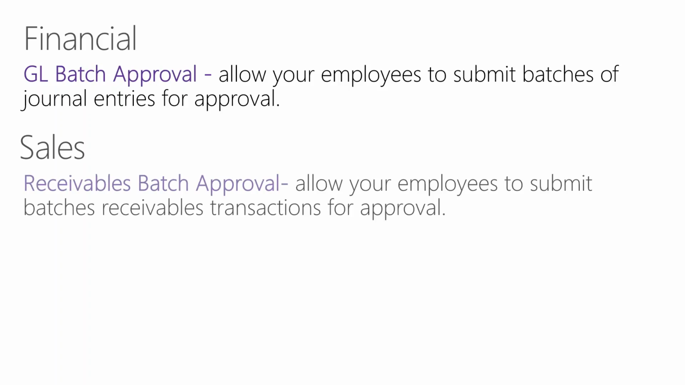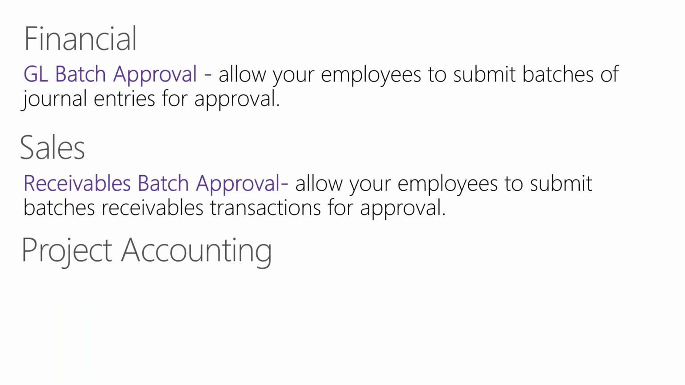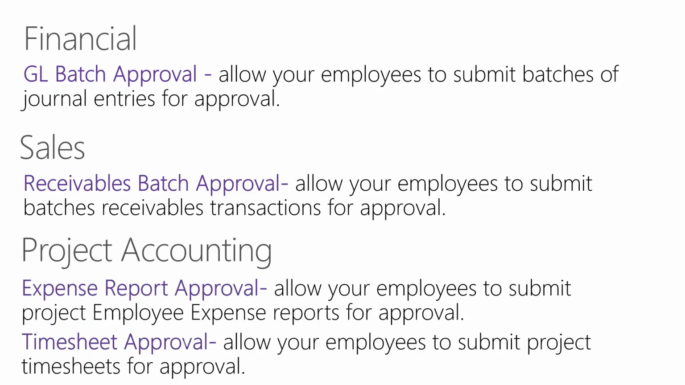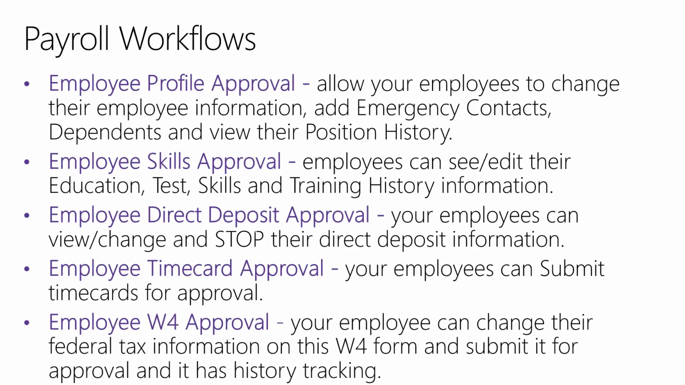In the sales, we have receivables batch approvals. In project accounting, we have two of them there, the expense report approvals and timesheet approvals. In the payroll, we have a number of workflows that are available under payroll. We have employee profiles, employee skills, employee direct deposit approvals, time card approvals, and employee W-4 approvals. So all of those different things could go through a workflow process before they get transacted.